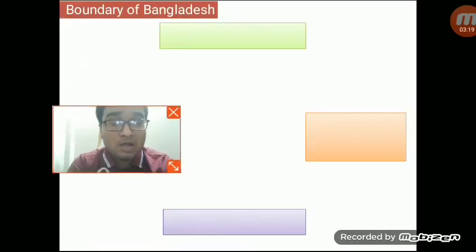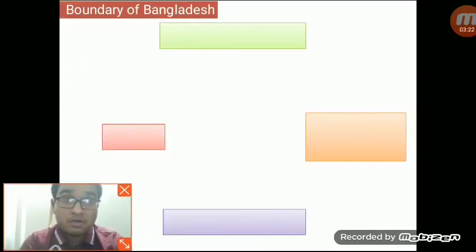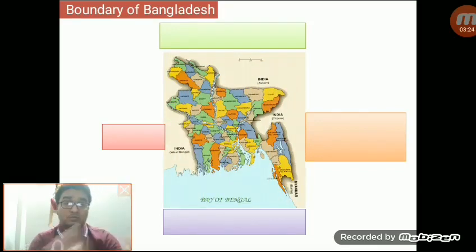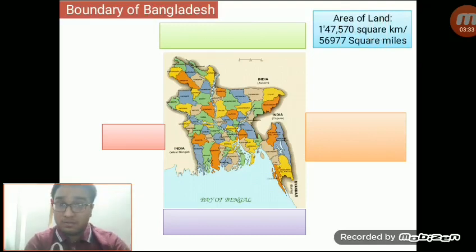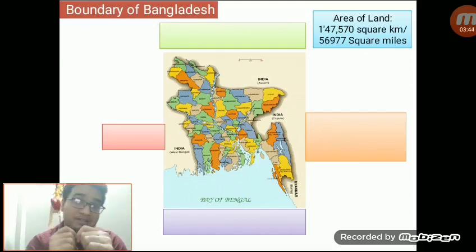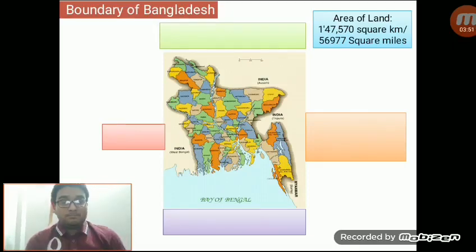So dear students, now I am going to discuss about the boundary of Bangladesh. At first, I am going to show the map, the official map of Bangladesh. So this is the official map of Bangladesh. So at first, I'm going to show you the area of Bangladesh. The area of Bangladesh is 1,47,570 square kilometer, and if we transfer this square kilometer into miles, it will be 56,977 square miles.